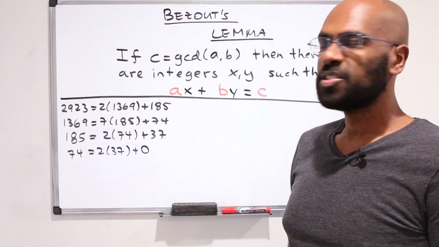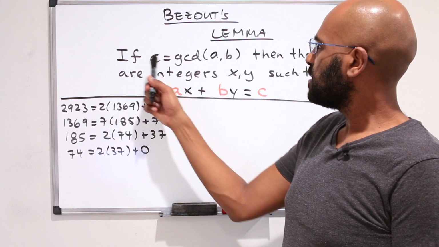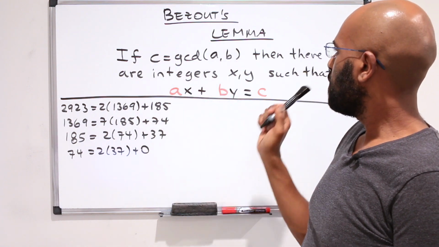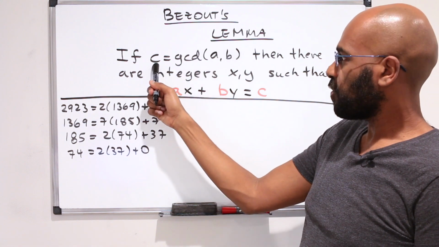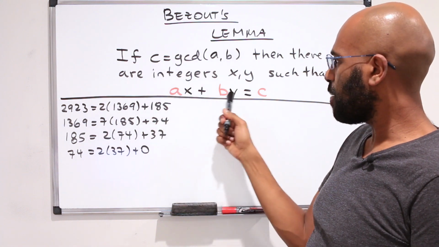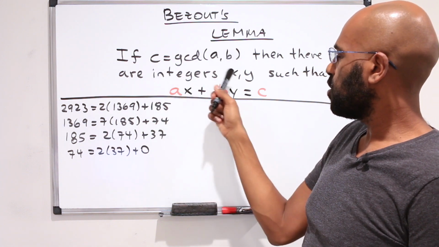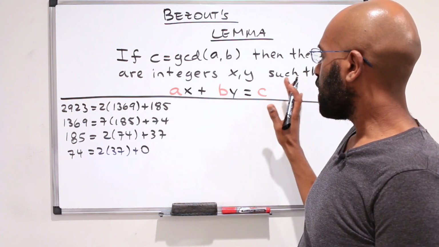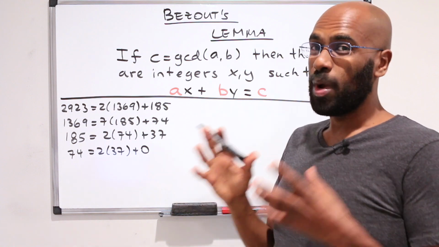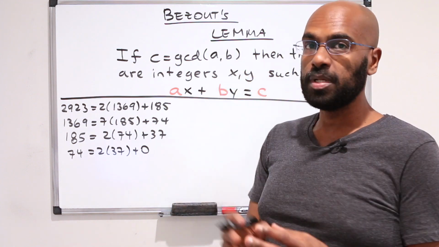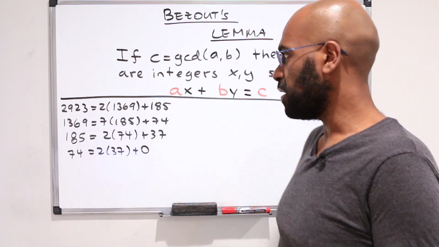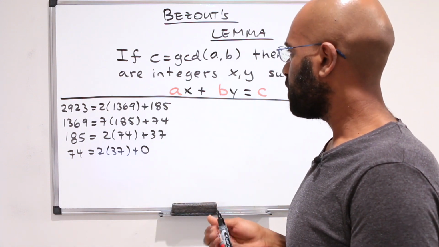So the content of Bezout's lemma is that if C is the greatest common divisor of two integers A and B, then you can write C, that greatest common divisor, as an integer combination of A and B, meaning that there are integers x and y so that ax plus by is C. Now, we're not going to give a concrete proof of this, but the way to actually do this is going to be illuminated by looking at a previous example of something that we did using the Euclidean algorithm.